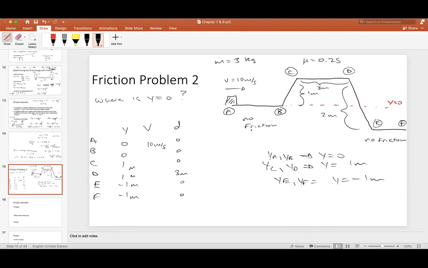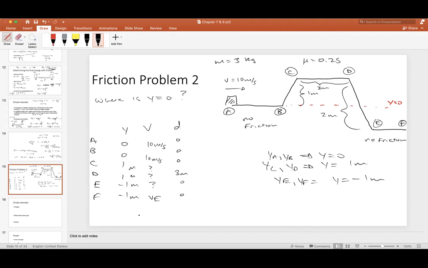Do I know V at B? Yeah, if there's no change in gravity and no spring, then this is still 10 meters per second. And it turns out that the energy at A and the energy at B are identical because nothing changed. No friction, no change in potential energy due to gravity or due to a spring. I don't know what it is at C. I don't know what it is at D. I don't know what it is at E. And F is going to be whatever V E is.